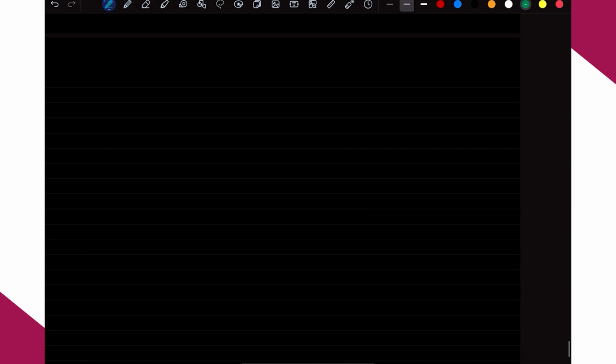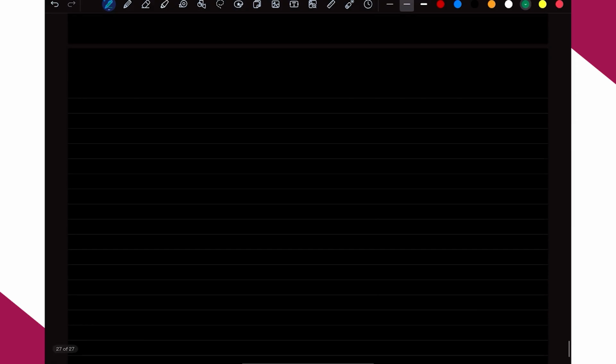Well, let's move on to the next part of the problem. We want to take a look at what happens if the fraction is improper. In that case, we come up with a new thing known as oblique asymptotes.